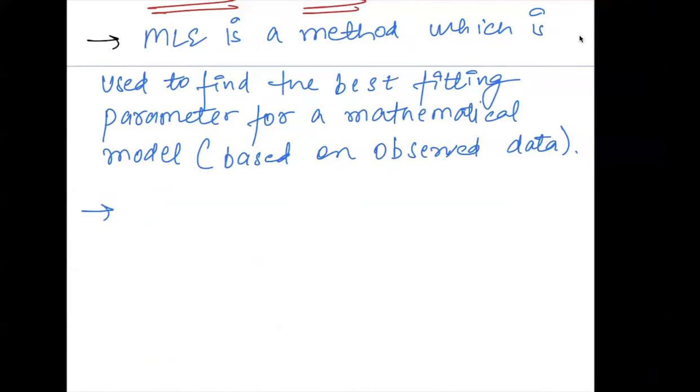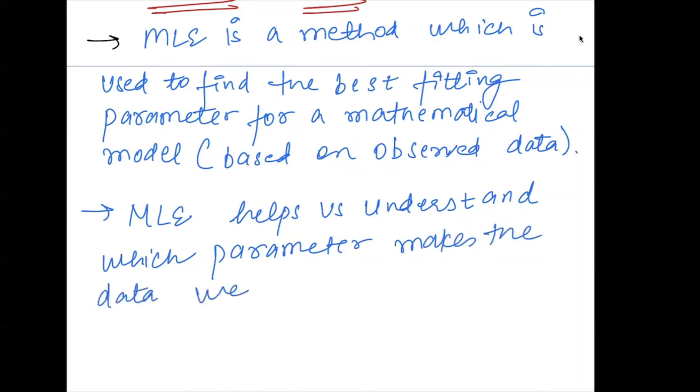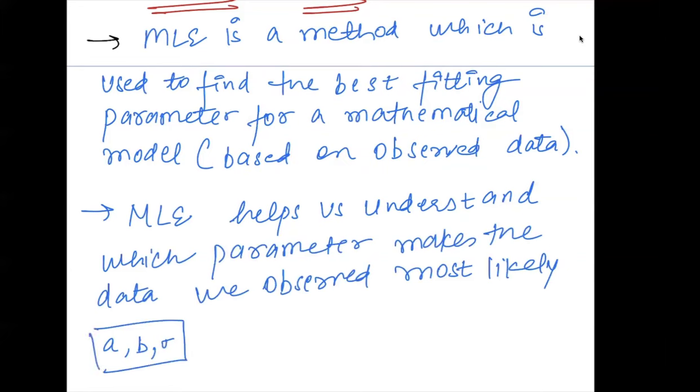MLE helps us understand which parameter makes the data we observed most likely. So what it means is this method will choose the values of A, B, and sigma in such a way that the interest rates which come from the Vasicek model align very closely with the market interest rates.